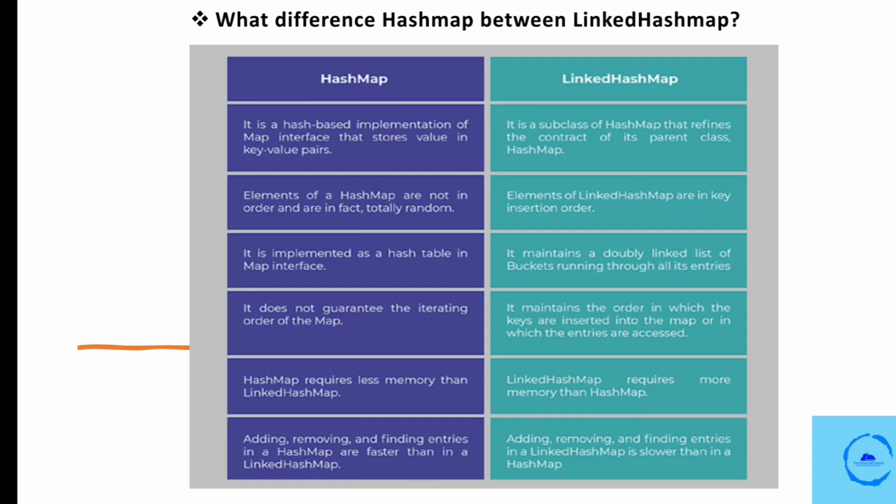In summary, HashMap is faster for the basic operations but does not maintain insertion order, while LinkedHashMap provides a predictable insertion order but has a slightly higher overhead. The choice between the two depends on the specific use case and the importance of the order of entries.